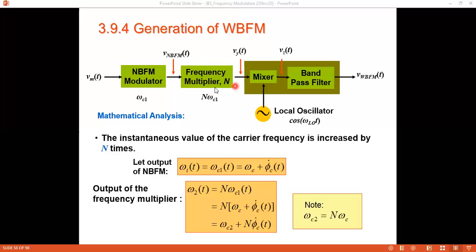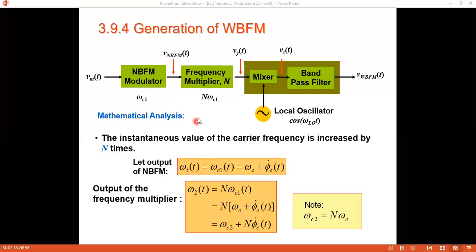Okay, so here, if our operating frequency is omega C1 of the narrowband FM modulator, after the frequency multiplier it becomes n omega C1. And then only we will send the output from our frequency multiplier to the mixer, and then to the bandpass filter. And after that, we have our wideband FM voltage. Okay, let's look mathematically at what happens. How can they be multiplied?